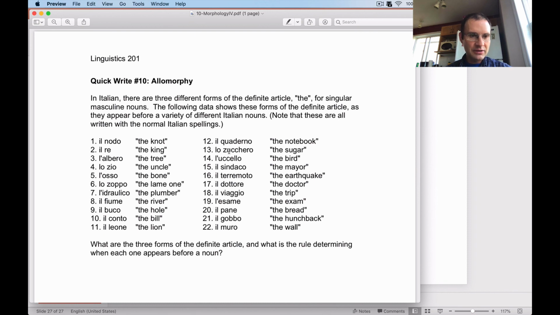But sometimes you get lo, and it's only in a really specific context where you get lo as the form of the definite article: lo zucchero, lo zio, lo zoppo. It's only when the root begins with a Z, right? So we get allomorphy here in Italian, which is kind of fun. We get 3 forms of this article, il, L apostrophe, and lo, and it's based entirely on the sounds that the root of the noun it's attaching to begins with.